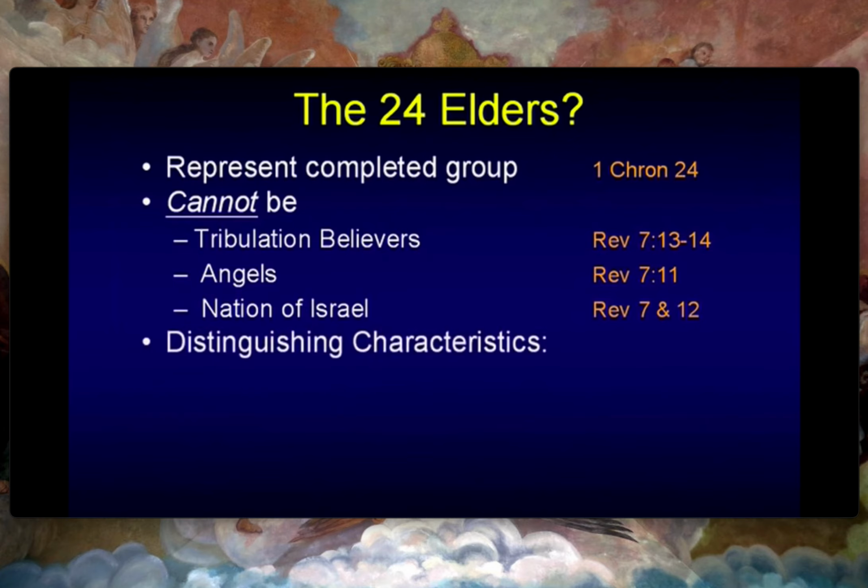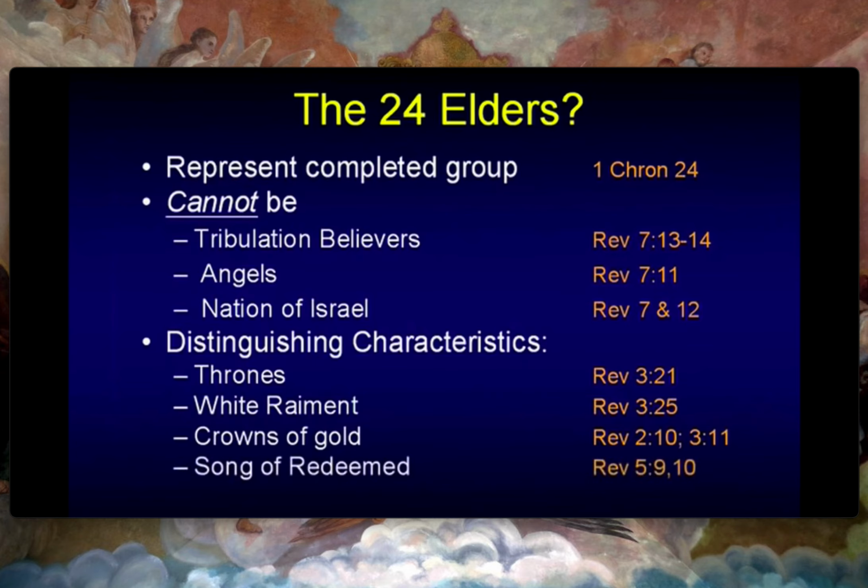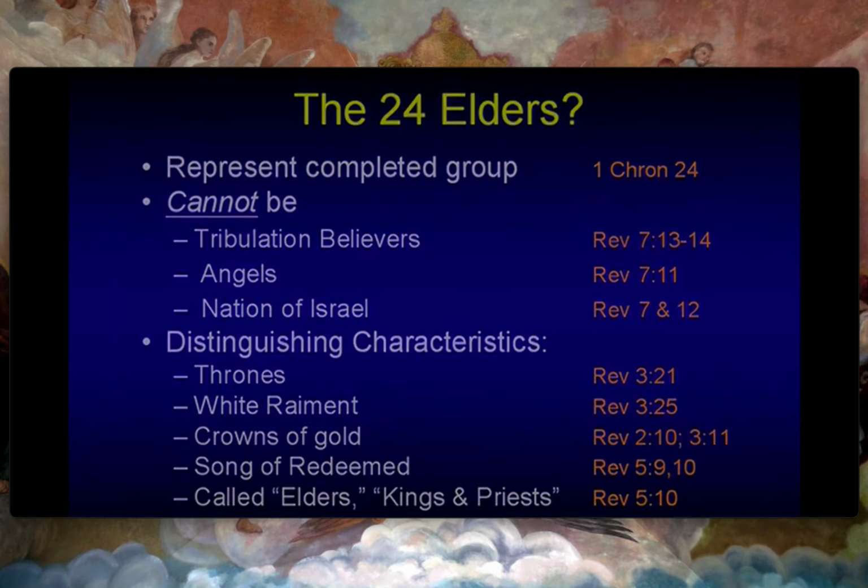What are the distinguishing characteristics of the 24 elders? They're sitting on thrones, Revelation 3:21. They have white raiment, so they are righteous. They have crowns of gold, mentioned in Revelation 2 and 3 as well as 4 and 5. They sing the song of the redeemed, which we're going to look at in a minute in chapter 5. And they're called elders, and they're also called kings and priests. Very key thing. There are only 3 groups of people that are kings and priests. Melchizedek was, Jesus Christ is, and we will be.